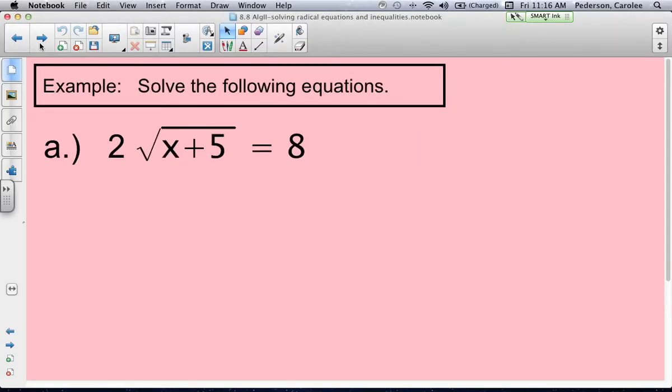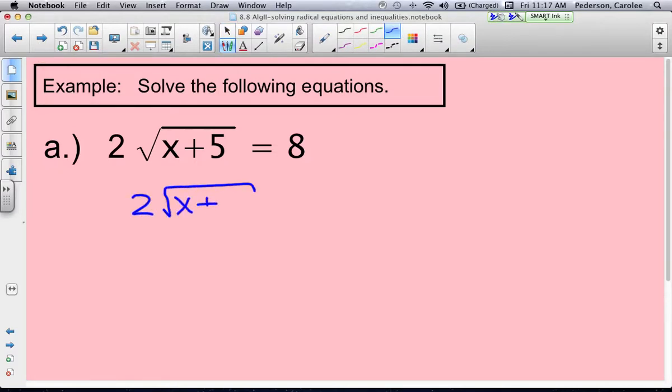So here's our first example. We want to solve this equation for x. So we want to undo pieces. The first example is 2 square root of x plus 5 equals 8. The first thing we want to undo is that 2. What the 2 is doing to the square root is multiplying it. So to undo it, we're going to divide.